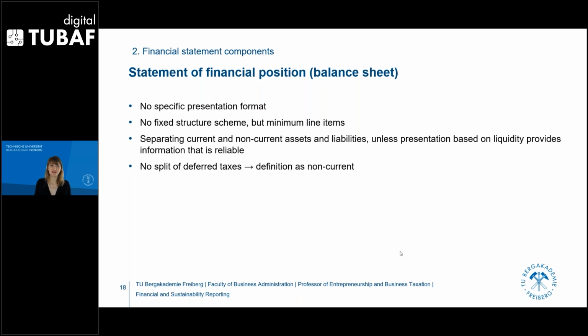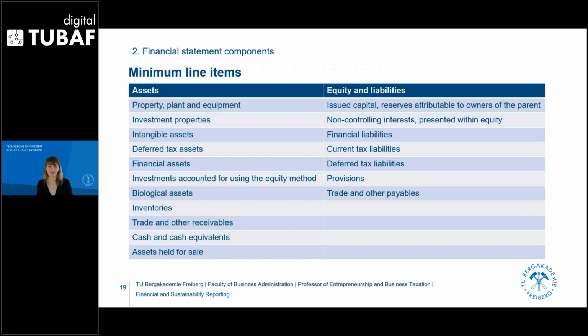We have no specific presentation format which is mandatory, which has to be used. That's different to most of the local GAAPs we know, where we have a specific structure that has to be followed. We have no fixed structure, but we have minimum line items which have to be disclosed. And we are forced to separate between current and non-current assets and liabilities. Deferred taxes are not differentiated between current and non-current assets to which they belong. They are defined as non-current assets and disclosed in this area.